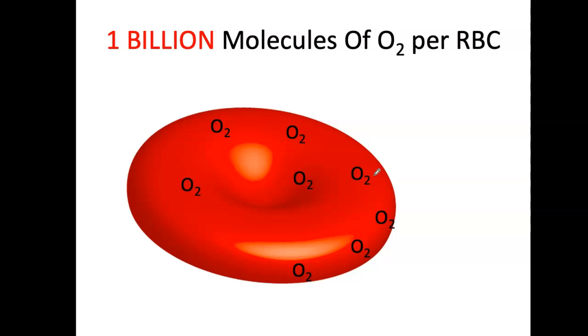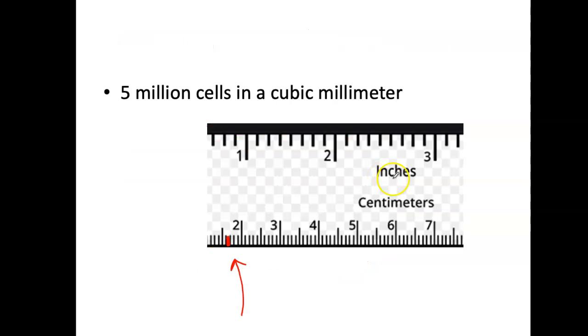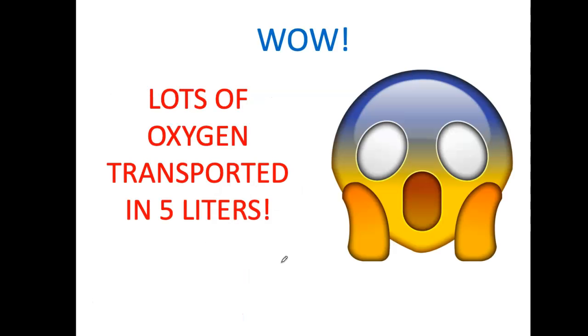So a drop has millions of red blood cells. 5 million cells in a cubic millimeter. So I put it in red there what a cubic millimeter is. You'd have 5 million of those, each one of those with a billion oxygen molecules as it transports. It's crazy. Very good system. So lots of oxygen can be transported in those 5 liters of blood that we have. That's an average. Each one of us has about 5 liters of blood.